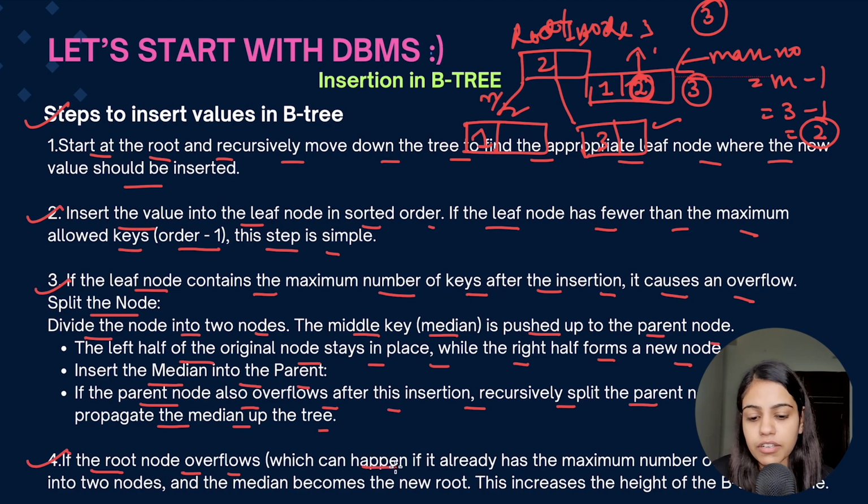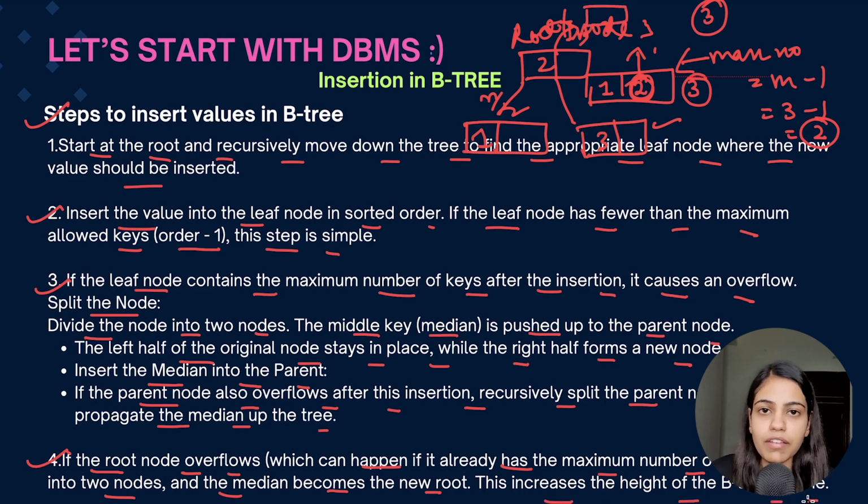This can happen if it already has the maximum number of keys. Split it into two nodes and the median becomes the new root. So we split it again into two nodes and then the median becomes the new root. This increases the height of the B tree by 1, because earlier we had only two levels, but now we have 3 levels.